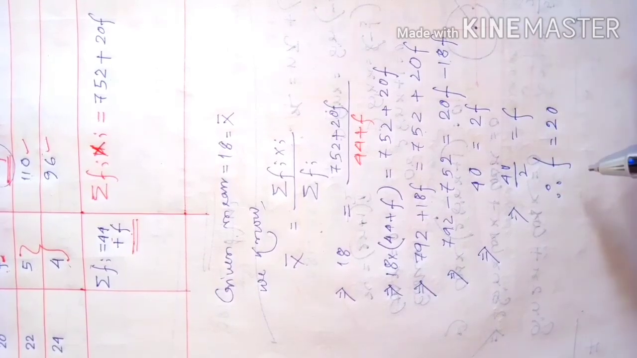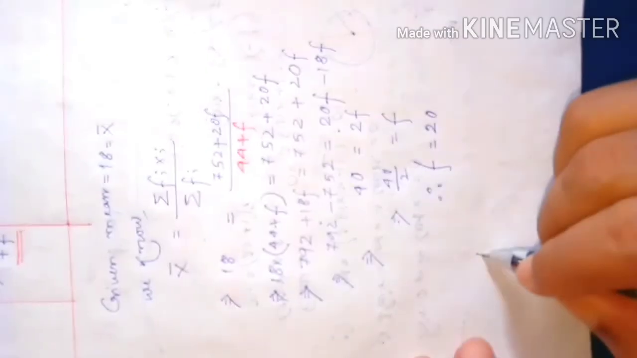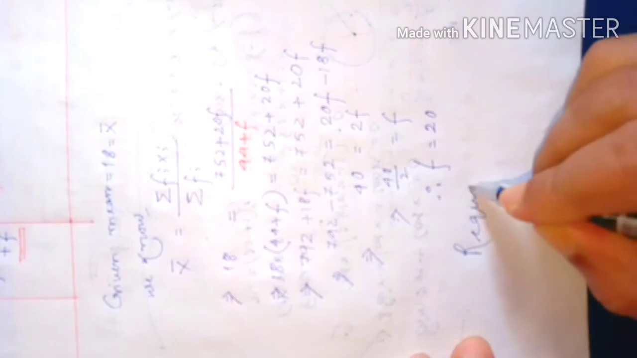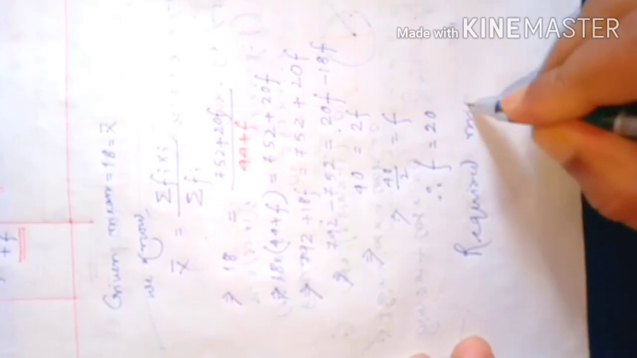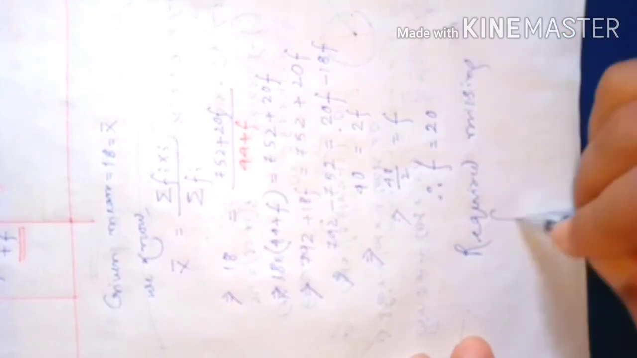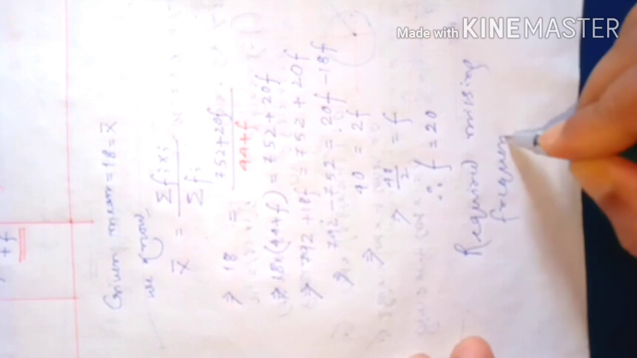That means the missing frequency is 20. So the required missing frequency is 20. Okay, dear students, this is our answer.